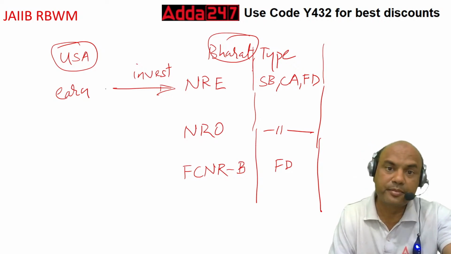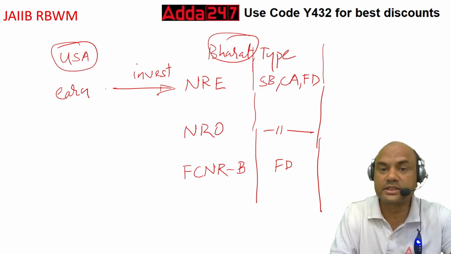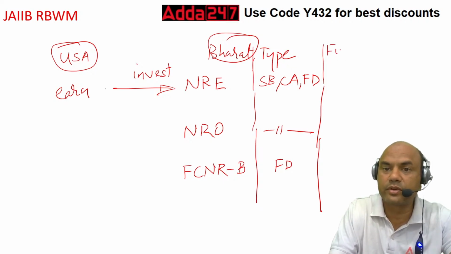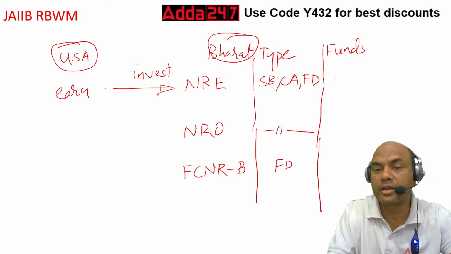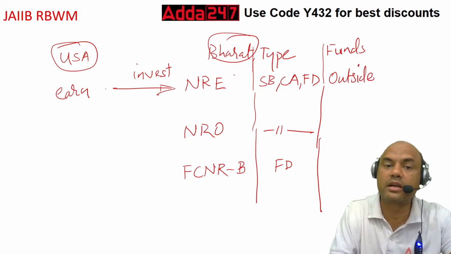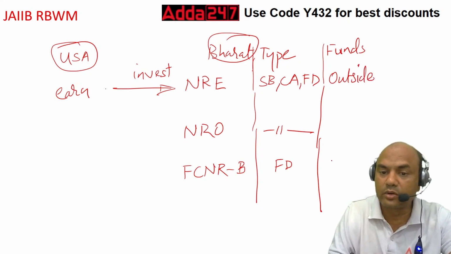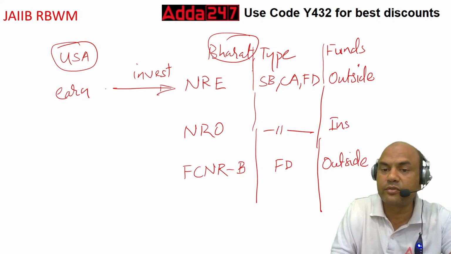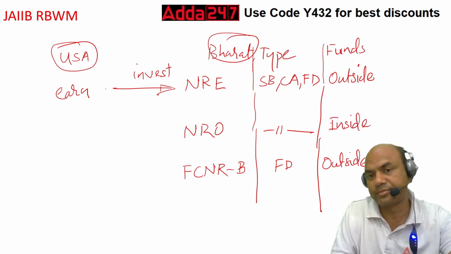Then this is about type. Now funds. From where can the funds come in? Funds can come in from outside only. Outside. Local funds cannot be credited in NRE. Local funds cannot be credited in FCNR. Only NRO, inside funds are allowed. Inside means which are earned in our country.